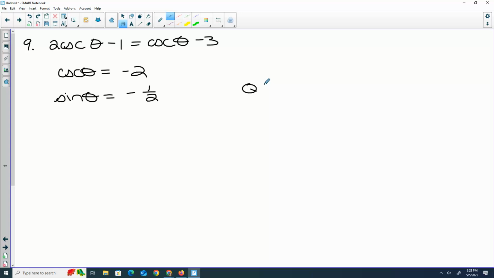Quadrants. When is sine negative? Reference angle. When is sine 1/2? 30 degrees. And we are, oh, we're still in radians, aren't we? Problem 10, which is in radians. So that would be pi over 6. Okay, so pi over 6 in quadrant 3 and in quadrant 4.